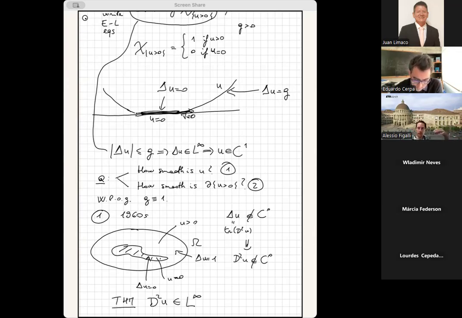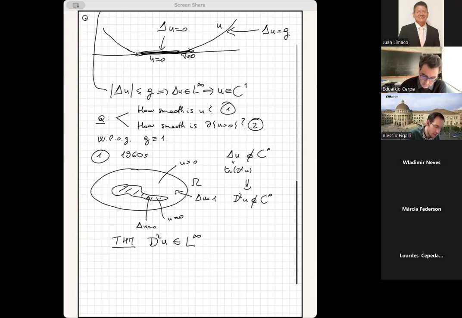So U has bounded Hessian, which is not totally trivial from a PDE viewpoint, because all we know is that the Laplacian is bounded, but bounded Laplacian doesn't imply bounded Hessian in general. So this is a non-trivial result, and this is optimal. You see the Hessian is bounded, is not continuous, so there is not much more you can say. Now, this answers question one: how smooth is U? Well, Hessian bounded. It's the best you can say. So the Hessian exists in the sense of distribution, as a bounded function.